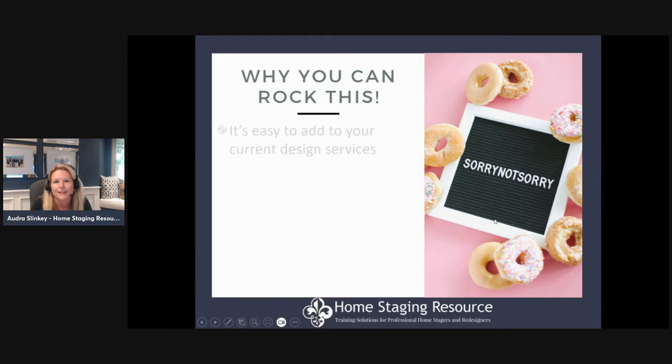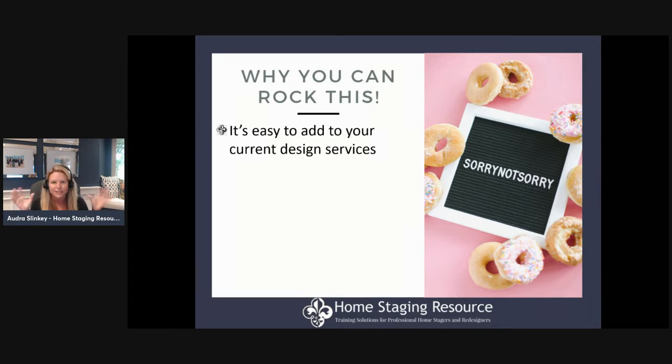Why this can benefit you, because you're maybe thinking, okay, Audra, I already do design, I already do staging or whatever it is. Why should I add this service? Or why should I even mention that I specialize? It's easy to add. You're already doing some form of staging and design, so you're taking that talent and focusing on more of a niche. For those of you on the live, it's business to business, which is a little bit different than what we're used to as designers, where we're usually dealing with the homeowner or the home seller.